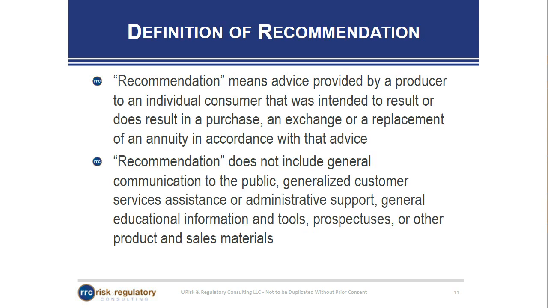So since the model requires that producers act in the best interest of the consumer when making a recommendation, what is actually considered a recommendation? As defined by the 2020 model, a recommendation is advice provided by a producer to a consumer that was intended to result or does result in the purchase of an annuity. It does not include general communications to the public or educational information, prospectuses, or other product and sales materials that may also be provided to the consumer.